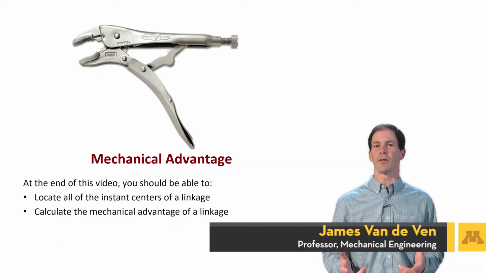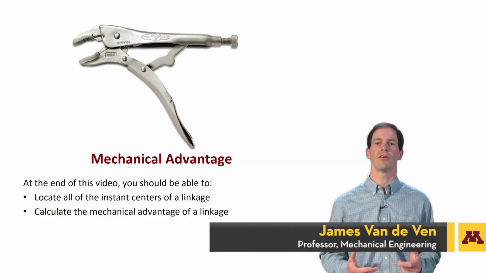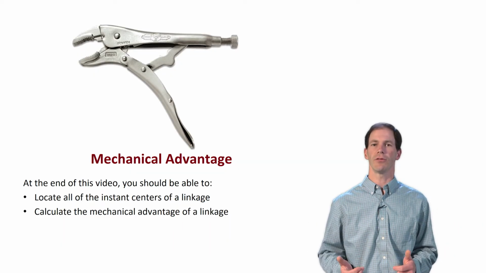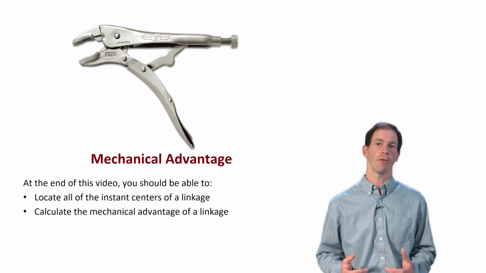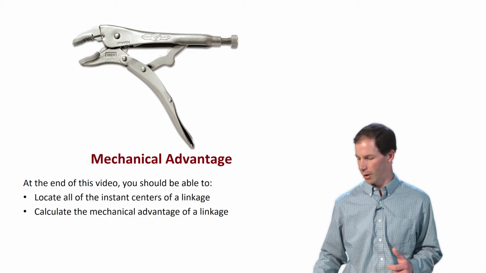So now another way of looking at how well a mechanism will operate is mechanical advantage. We use this for mechanisms that are used to amplify force or motion. We want to know the ratio of that amplification. This is described by the mechanical advantage of the mechanism.